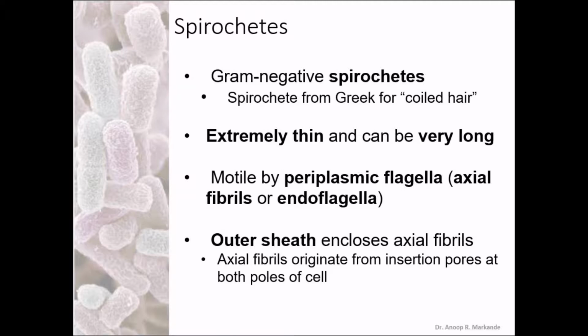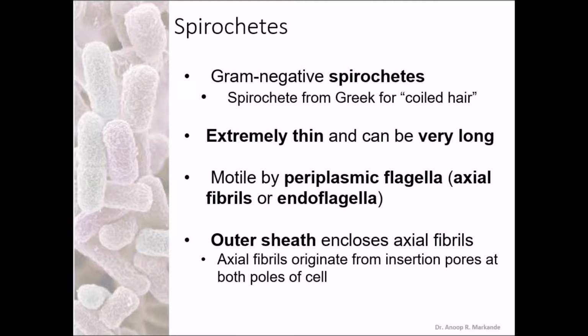Spirochete, the name is derived from Greek, which means coiled hair. Spirochetes are extremely thin and can be very long. They are known to be from 0.5 to 500 micrometers in length, in comparison to E. coli, which is about 1 to 3 microns in length.